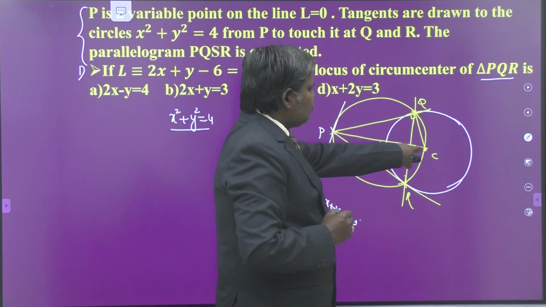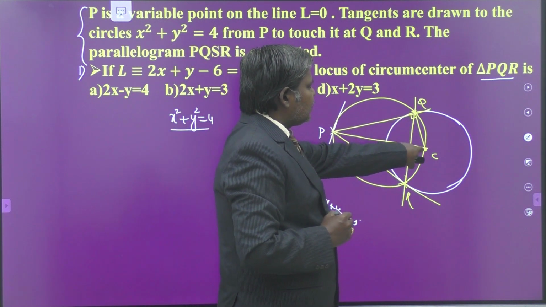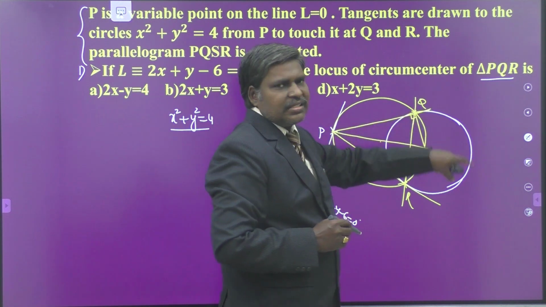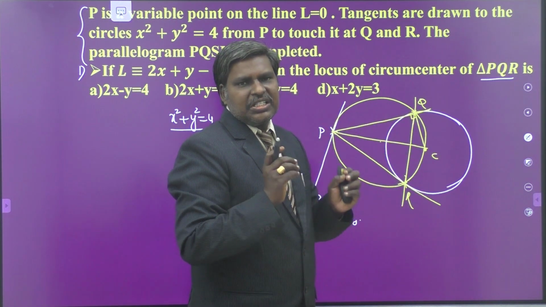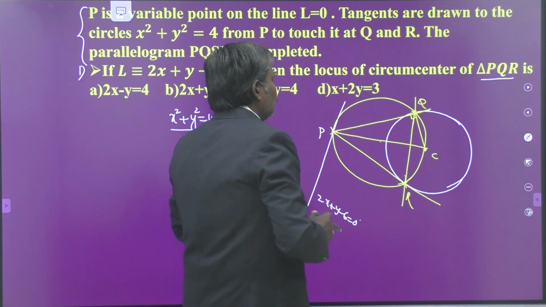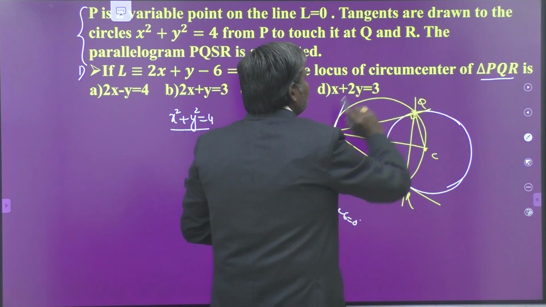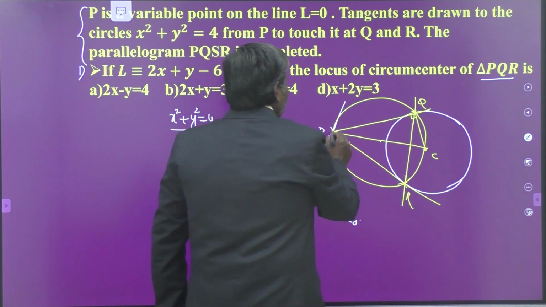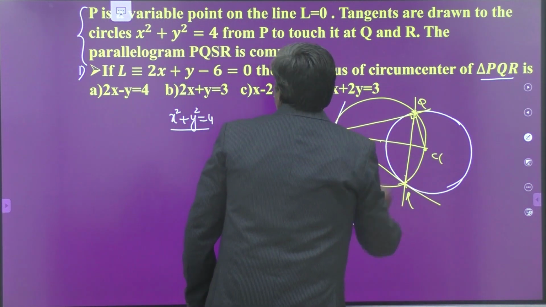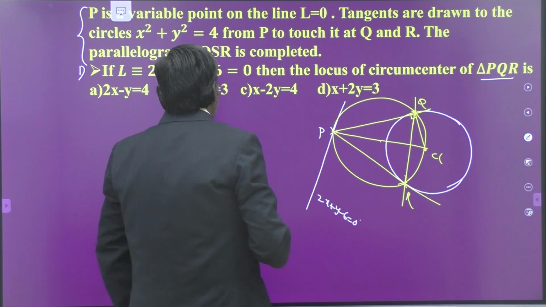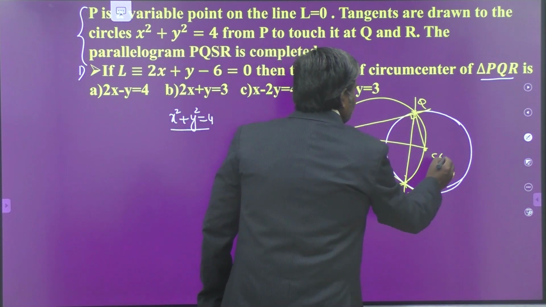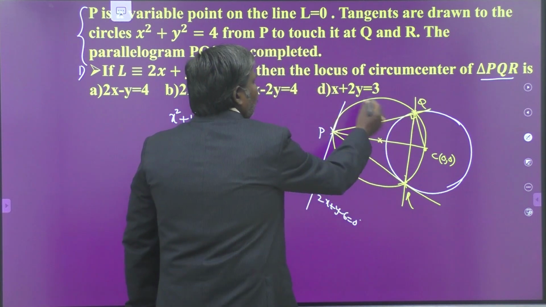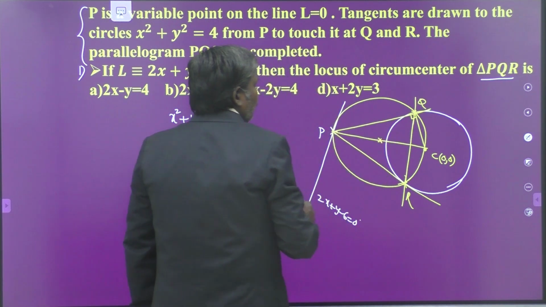So this is C, this is the point of contact, this is the corresponding radius. The radius and that tangent are always perpendicular to each other. That is a well-known concept to you. So the circumcircle always passes through the center of the circle. Now this is the variable point. What is the center of the circle? The given circle equation is x square plus y square equal to 4. We mean the center of the circle is 0, 0. We have to find the locus for this point.